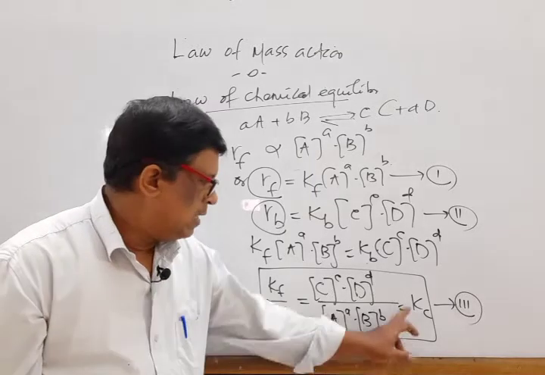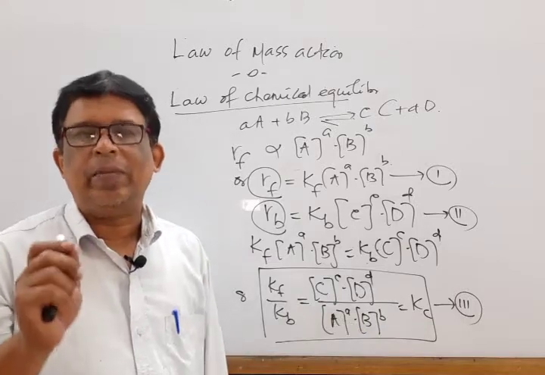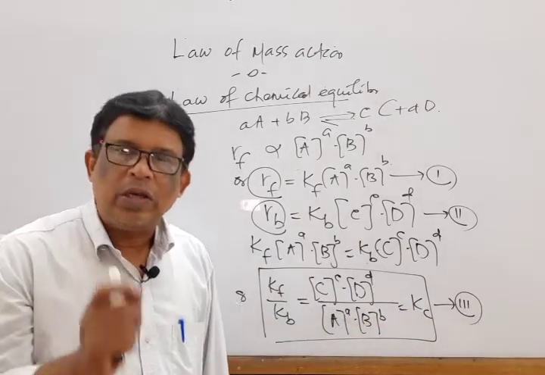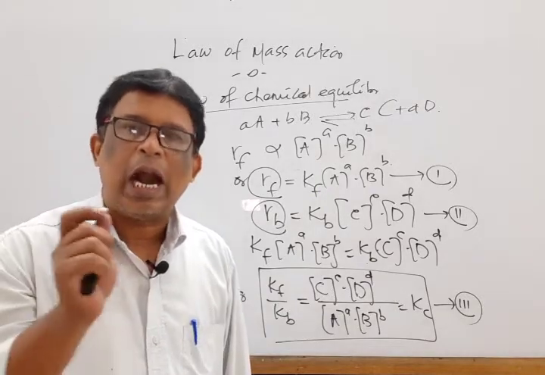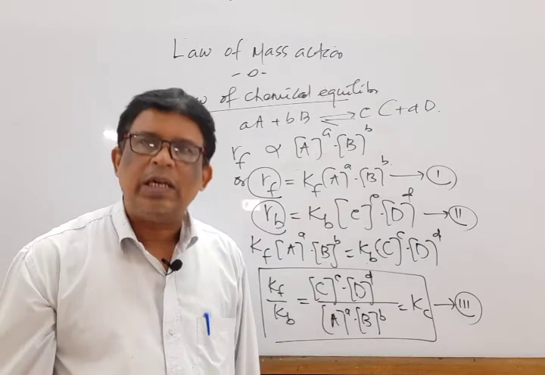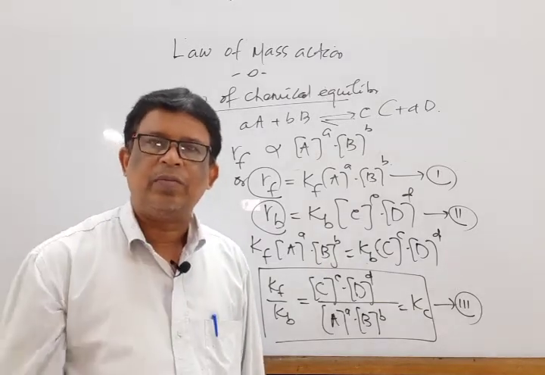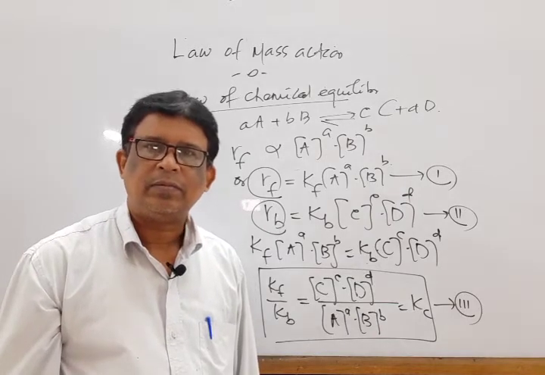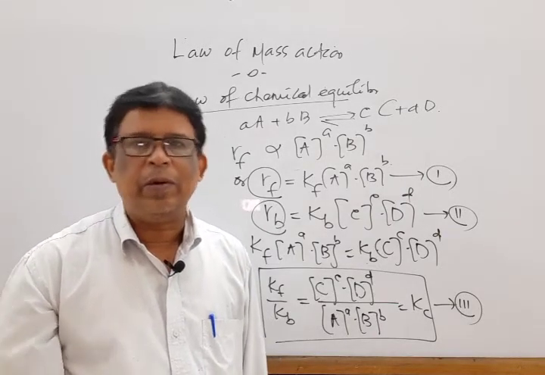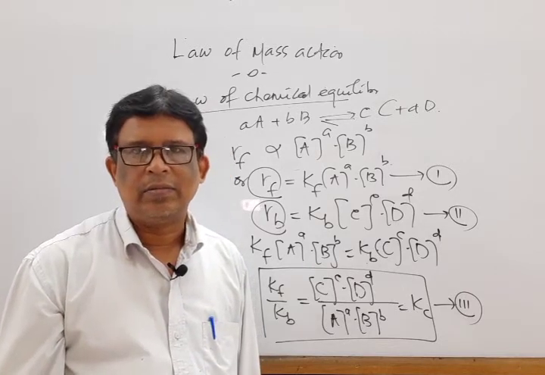Kc, C means concentration. When concentration is represented in moles per liter, it is known as Kc. When concentration is represented in terms of atmospheric pressure, it is known as Kp. When concentration is expressed in terms of partial mole fraction, it is known as Kx. In phase 2, we deduce a relationship between Kp, Kc and Kx.